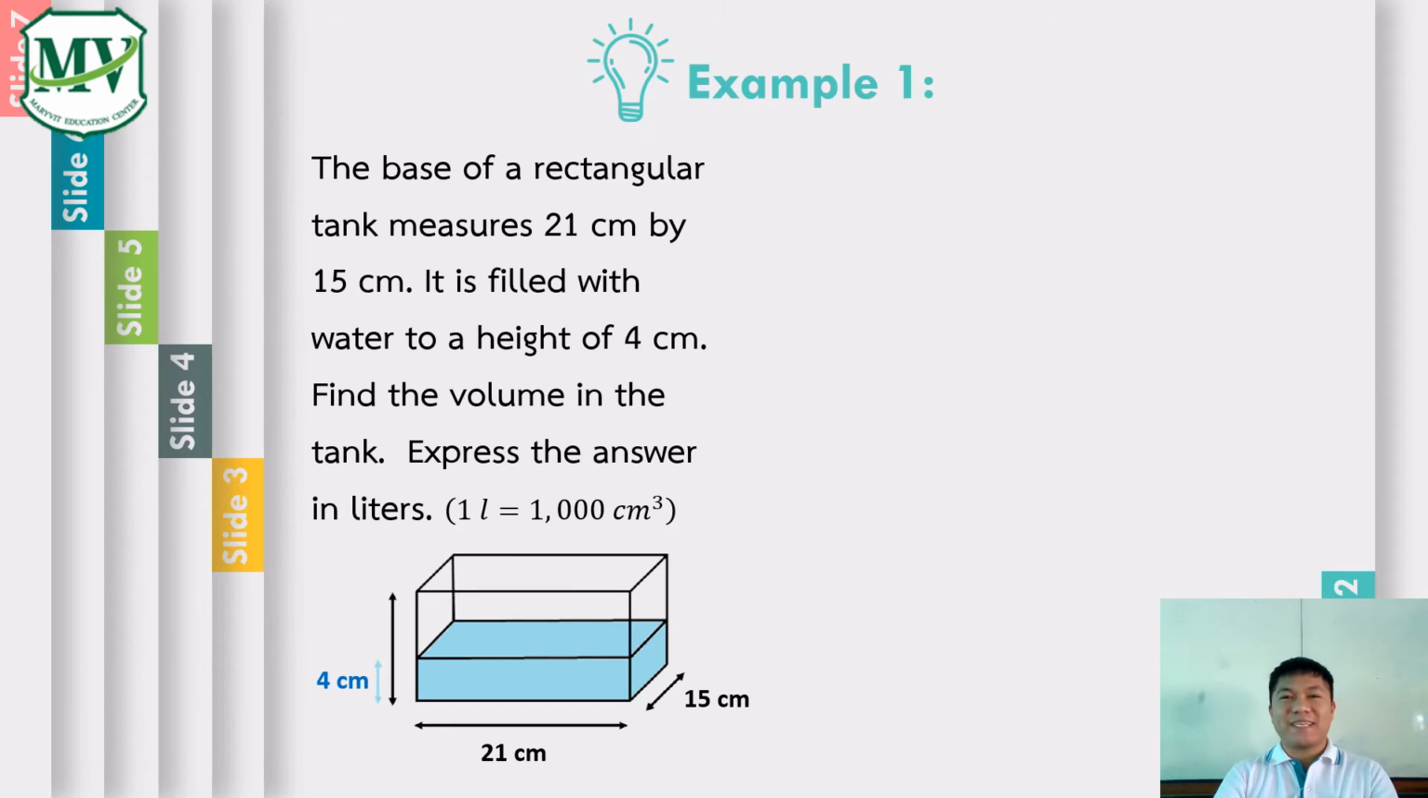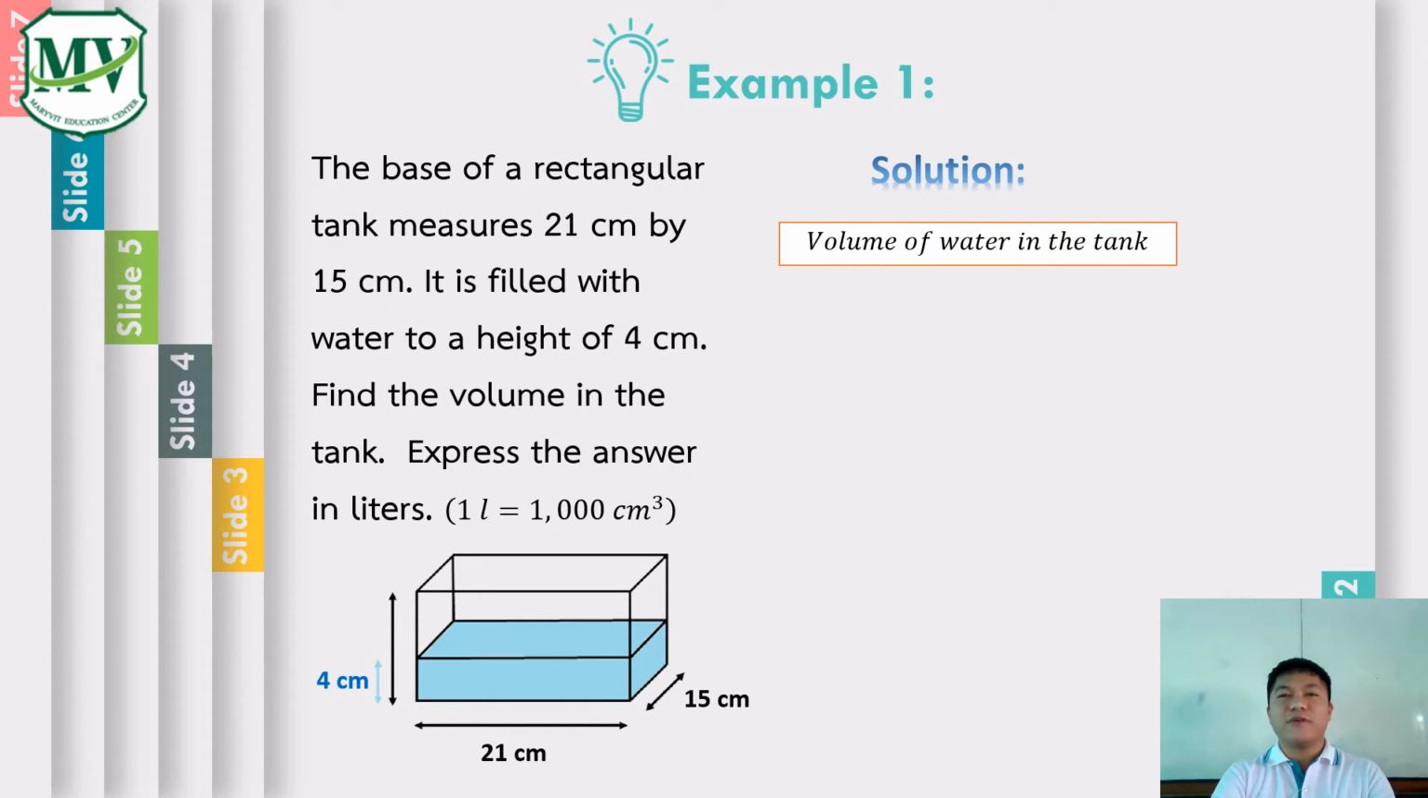Let's take a look at our example number 1. The base of a rectangular tank measures 21 centimeters by 15 centimeters. It is filled with water to a height of 4 centimeters. Find the volume in the tank. Express the answer in liters. Consider 1 liter is equal to 1,000 cubic centimeters. Since the tank is in rectangular shape, we can use the formula in solving for the volume of the cuboid.